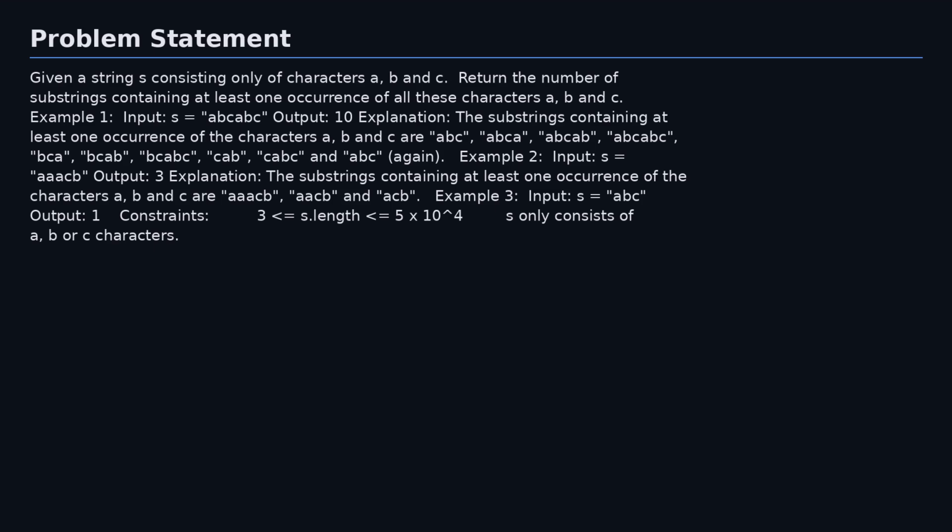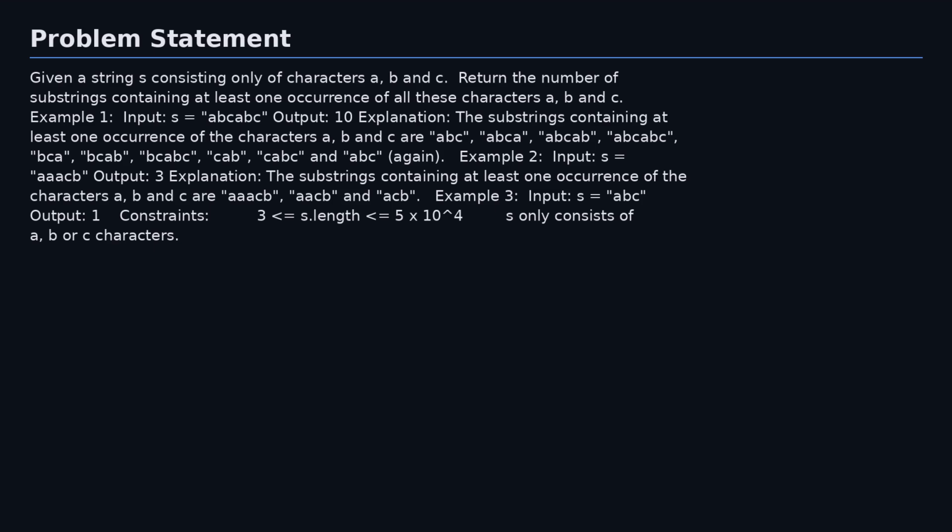Today we're going to tackle a medium-level problem called number of substrings containing all three characters. This problem is all about finding the number of substrings in a given string that contain at least one occurrence of each character, A, B, and C. It might sound simple, but it requires a clever approach to solve it efficiently. So, let's get started and break down this problem together.